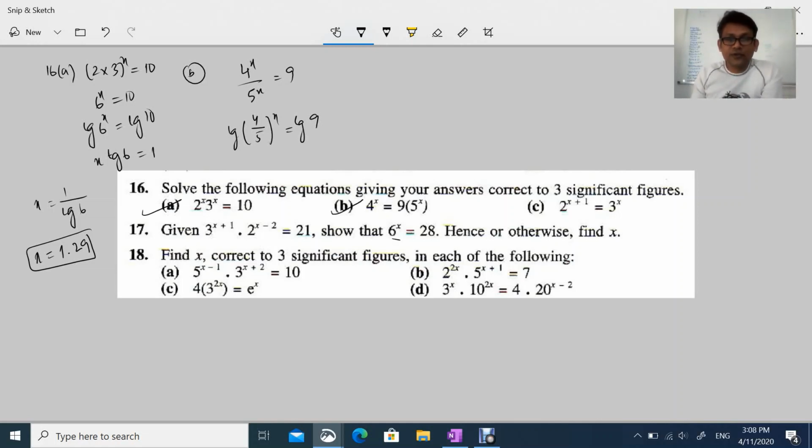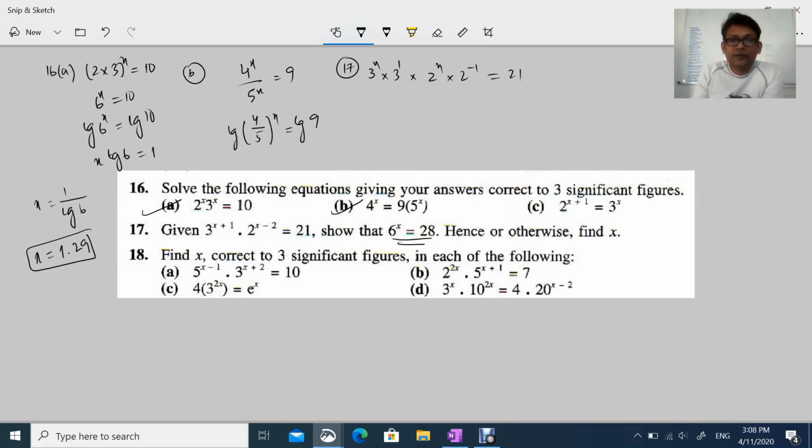This type of question we have in the paper. After this chapter 3 I will be doing all the past paper questions. There are a number of past paper questions about chapter 3. So many topics are there. 3 power x, we can convert this 3 power x into 3 power 1 multiplied by 2 power x into 2 power minus 1 is equal to 21.